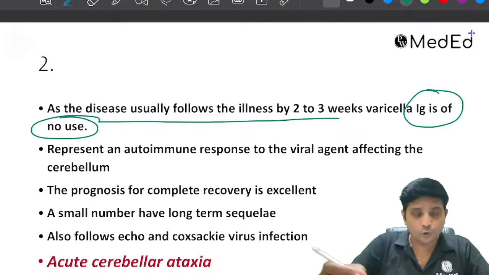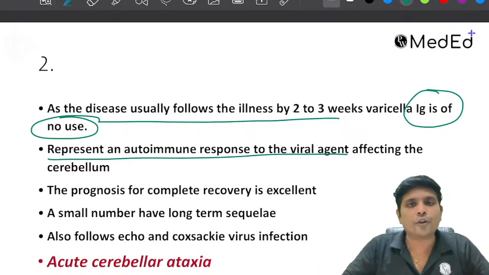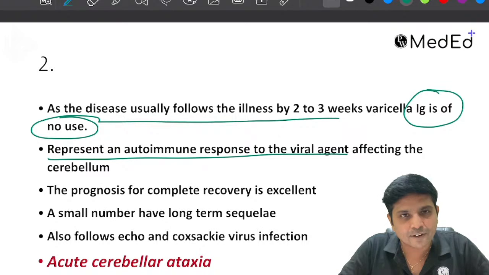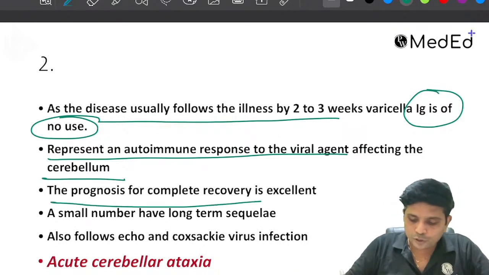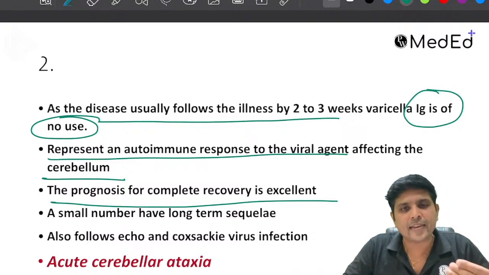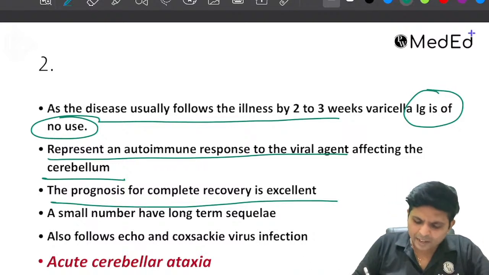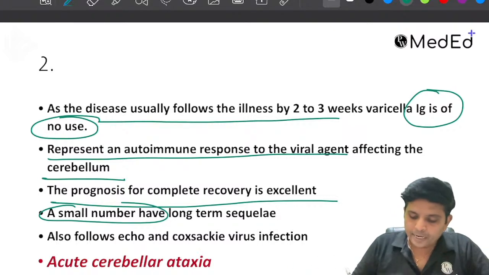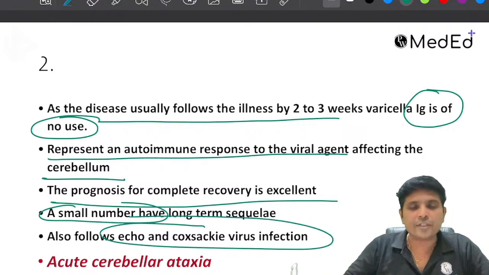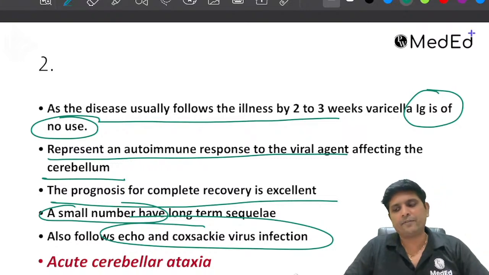Second, as I told you already, it is just an autoimmune response to the viral agent affecting the cerebellum. Look here, the prognosis for complete recovery is excellent. Only a very small number have long-term sequelae. It can also follow ECHO and Coxsackie virus.